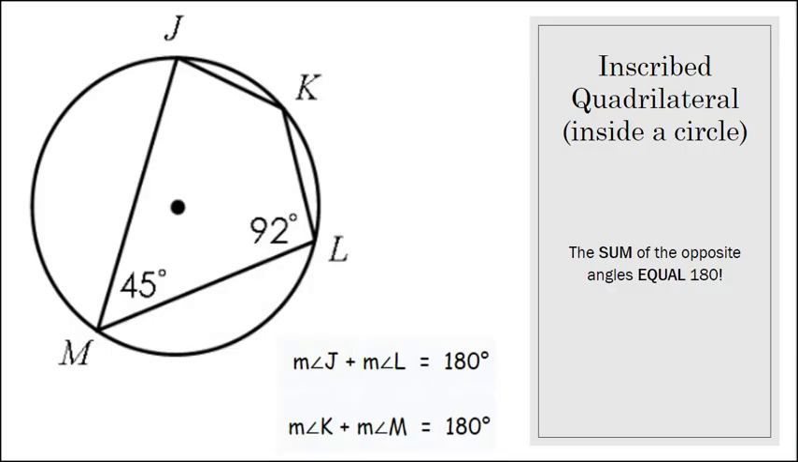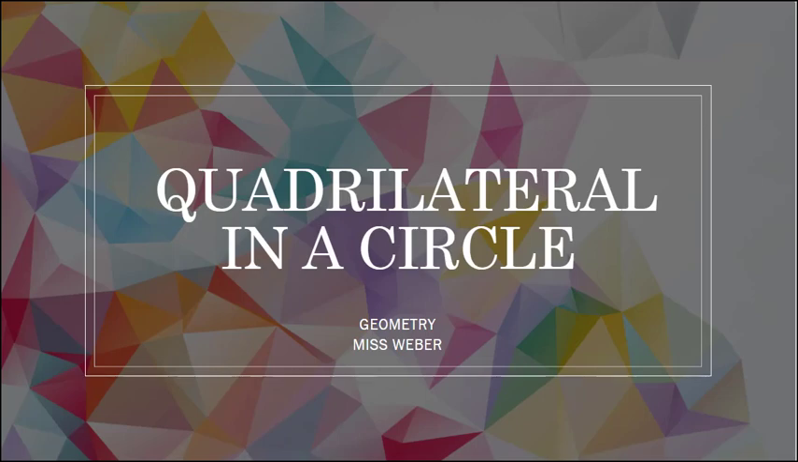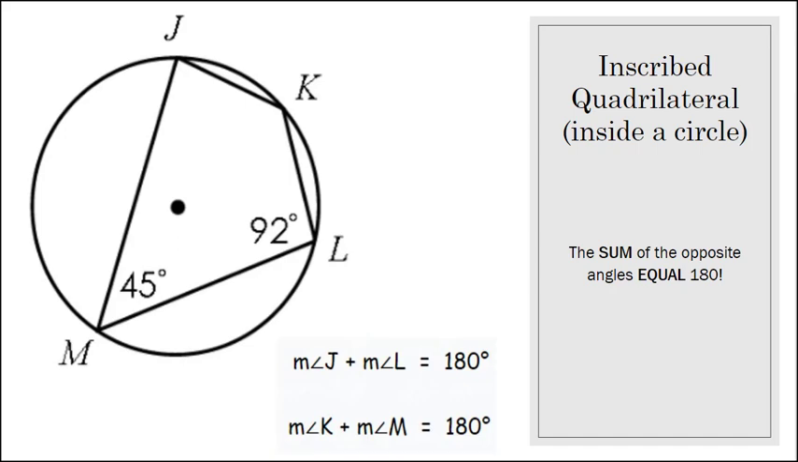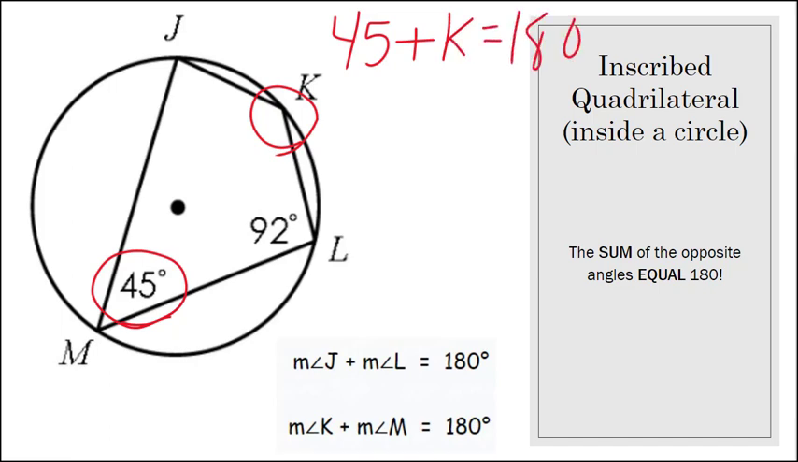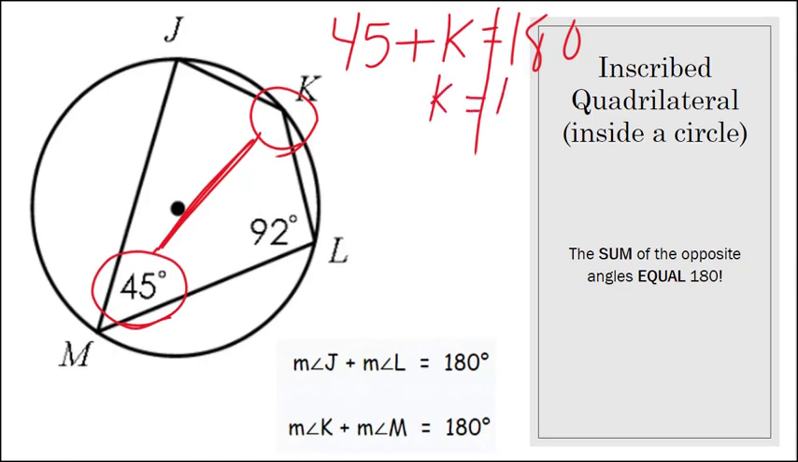All right, the last example I'm going to explain is quadrilaterals in circles. The rule: when you have a quadrilateral in a circle, this angle and the opposite angle together equal 180. So 45 plus K equals 180. This angle plus this angle, because they are opposite, equal 180. This is the rule. Now I'm going to solve. K equals 180 minus 45. K equals 135.